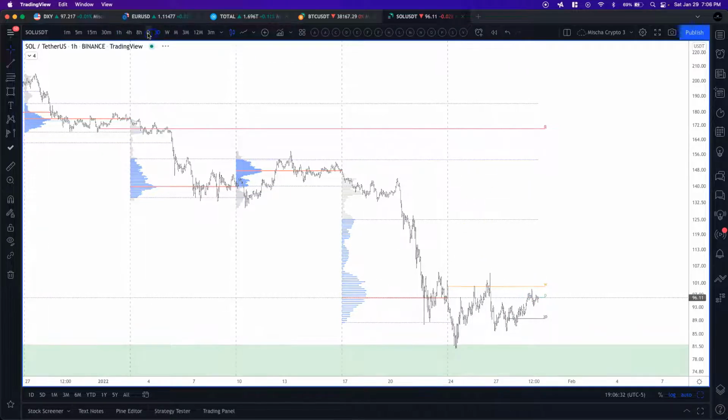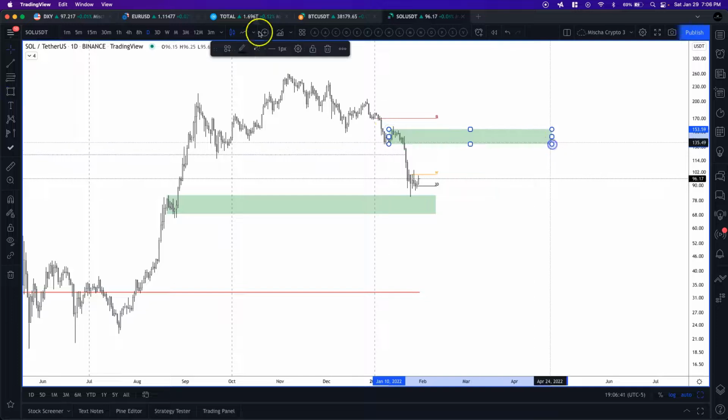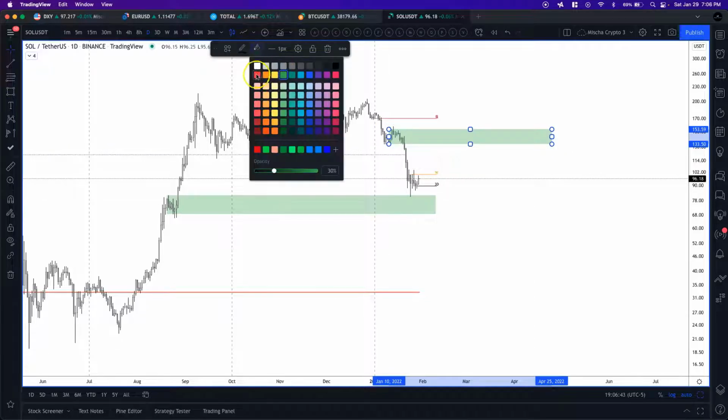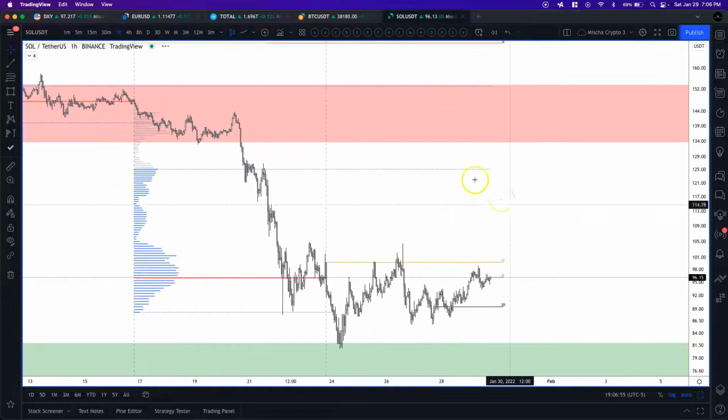And we could potentially be targeting areas like this supply area right here. So we can mark this out. We have a supply area here, I'll make this red. And we also have our yearly open right here, which is the quarterly and the monthly open as well. So these are the areas that we could potentially be targeting to the upside on Solana as we keep breaking value area highs. And you guys can see this supply area is pretty close to last week's value area high.